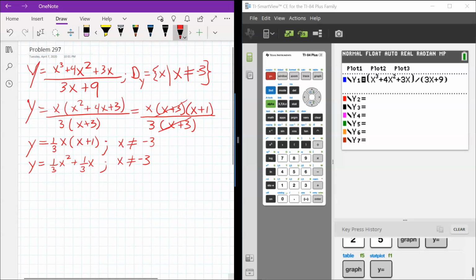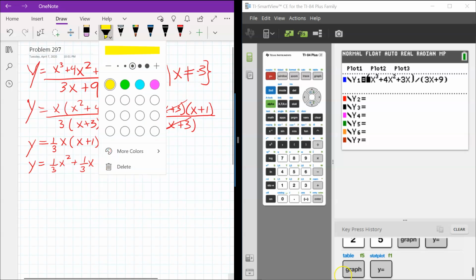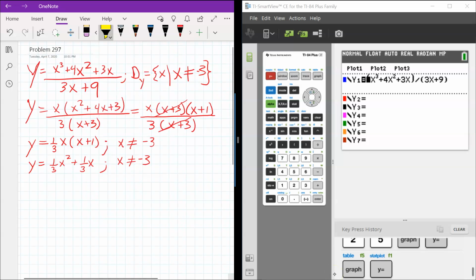Notice the zeros are easy to find because if I look at the factored form here, x equals -1 and x equals 0 will make the whole function go to 0. So the zeros are simply at x equals 0 and x equals -1. Okay, it's undefined at -3.